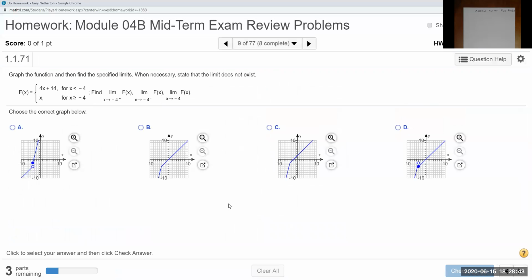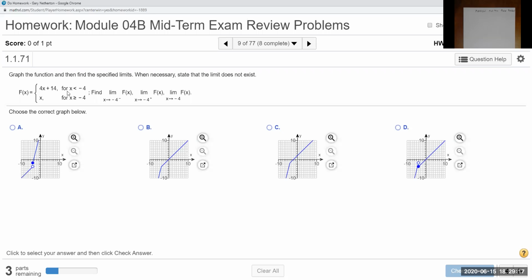All right, another limit problem. This one's a little more interesting. Hopefully you're all pretty good at what are called piecewise functions. Piecewise functions mean that the function is not the same for the whole graph. In other words, look at this. f(x) equals, and it's actually got two functions here. The top function is 4x + 14, but look what this says.